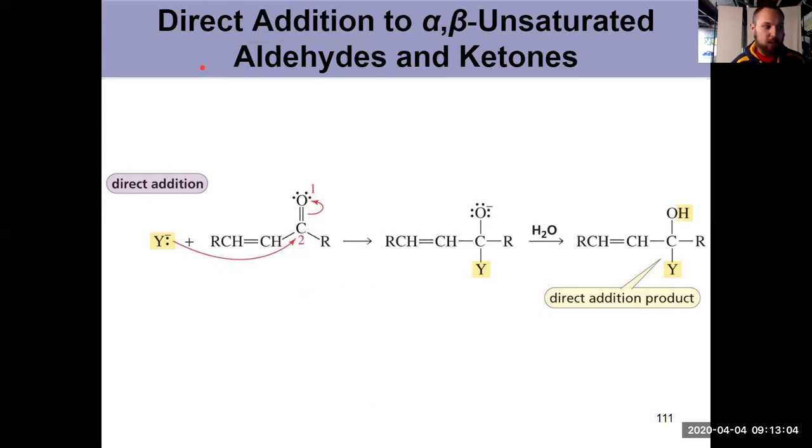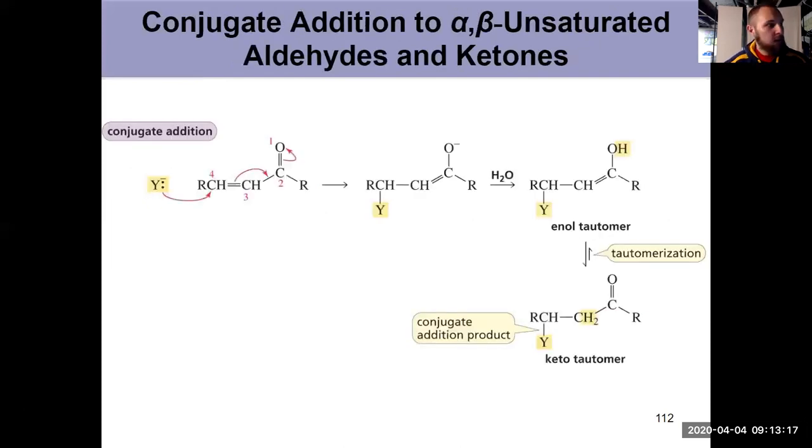If we have a direct addition, that's the same as everything we've been thinking about before. Nucleophile adds, we protonate to get a neutral product, we're done. Nothing new. But if I go to that other beta carbon, that's known as a conjugate addition, or a 1,4 addition. Now we're 1, 2, 3, 4. So a conjugate addition, also known as a 1,4 addition, that's where I'm adding to the beta carbon.